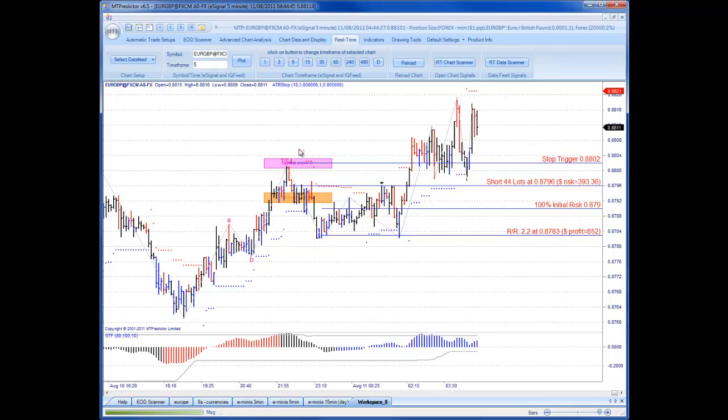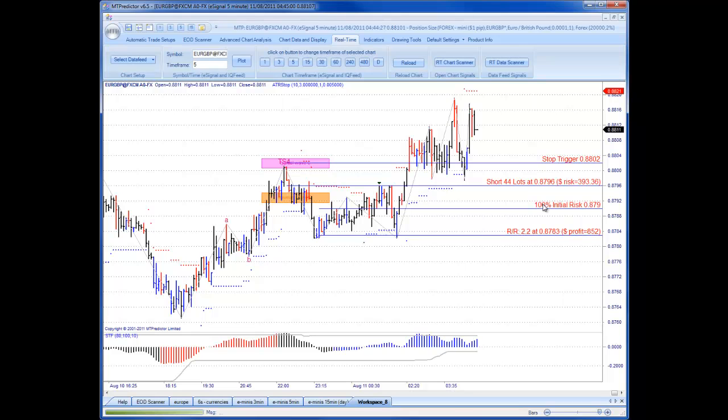So this is a good example of showing how our trade management guidelines in MTPredictor can help avoid an otherwise losing trade just by using sensible trade management techniques. That's why we have our 100% initial risk level in the chart, and we also allow you to calculate what the profit is as the market's going with you, to then use some common sense to protect your trades.